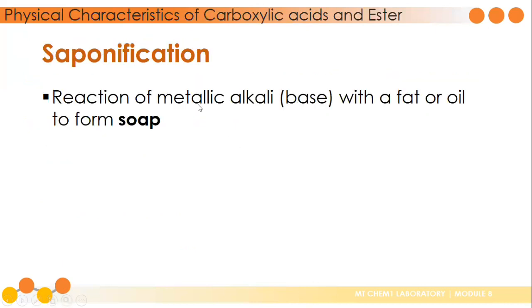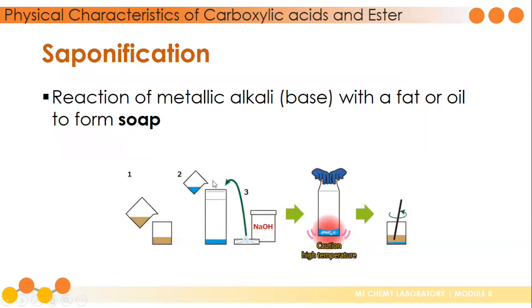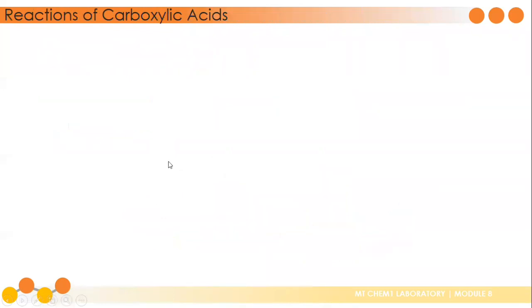Saponification is the reaction of a metallic alkali base with fat or oil to form soap. Saponification can happen in different compounds, but for this one, we'll be talking about ester saponification. So this is the process of the formation of soap, wherein you add a metallic alkali or a base, which in our experiment is sodium hydroxide, then a fat or an oil, which is the coconut oil, and then you subject it to heat to catalyze the reaction, and then you will be producing soap.